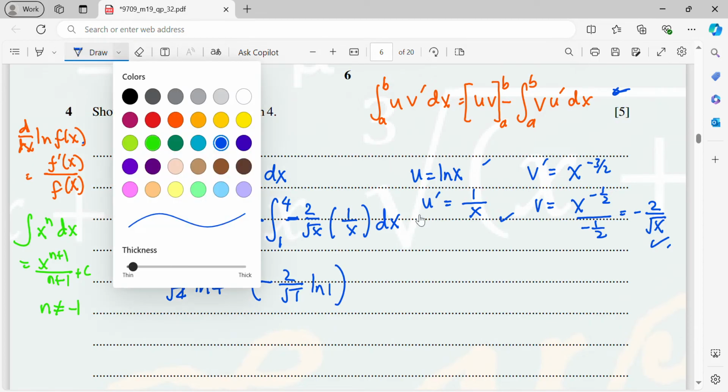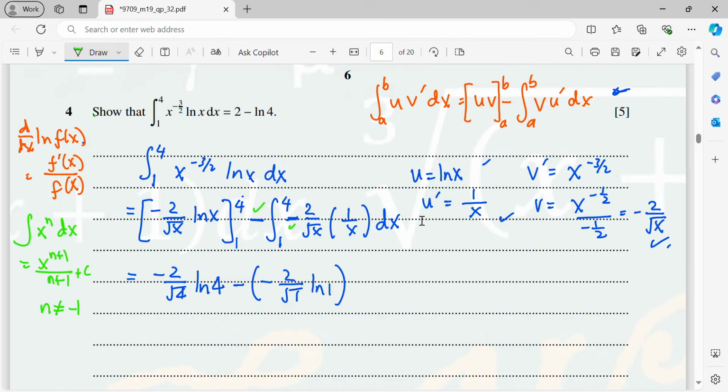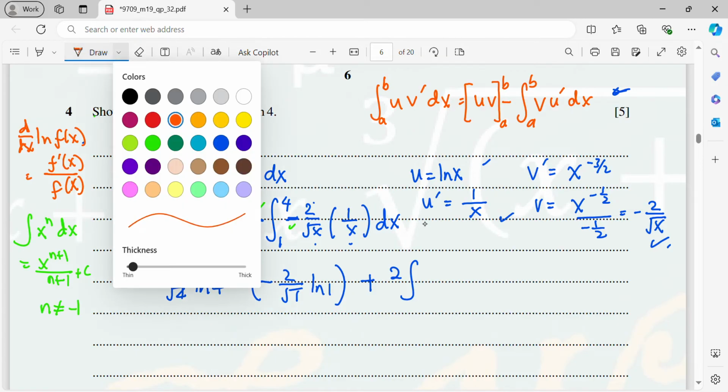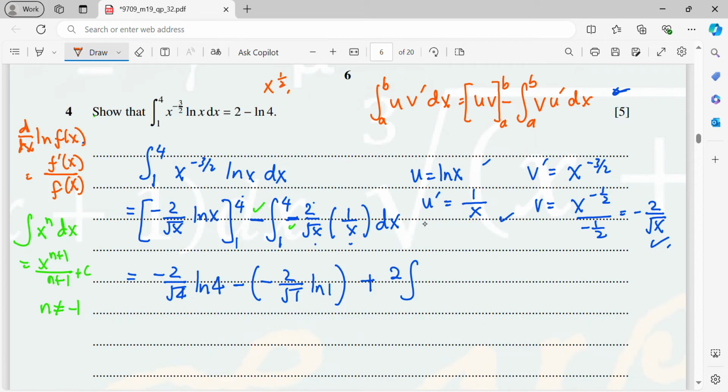Now the next step: these two minus signs group together, minus minus is a plus, and then I will factorize the 2. For the denominator, this is x to the half, here is x to the 1. So x to the half times x to the 1 is x to the 1 plus half, which is x to the 3 over 2. Since it is in the denominator, you have to write the negative power: x to the power negative 3 over 2 dx, from 1 to 4.